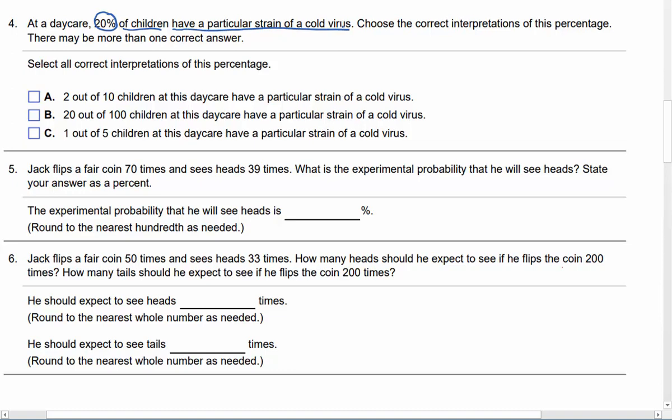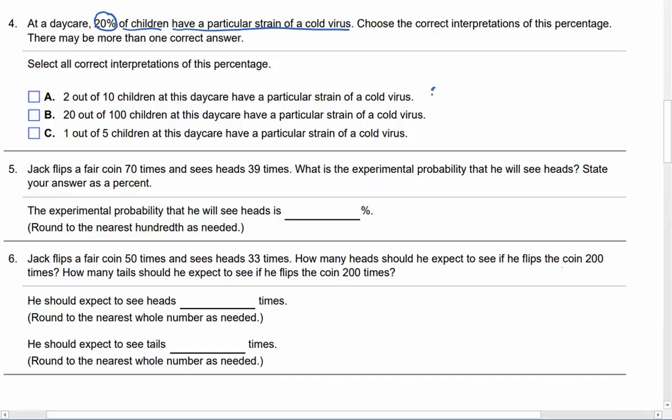Notice all of the answers are phrased the same way. So many children out of so many over here at this daycare have a particular strain of a cold virus. So all we're trying to really do here is express this percentage different ways and see which one of those A, B, C can we check off as being correct.